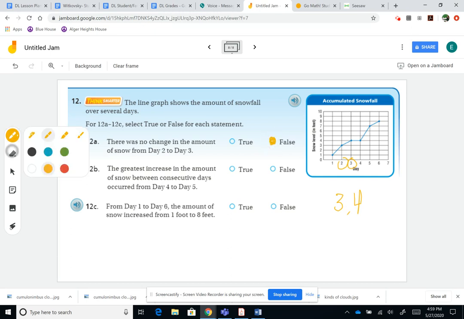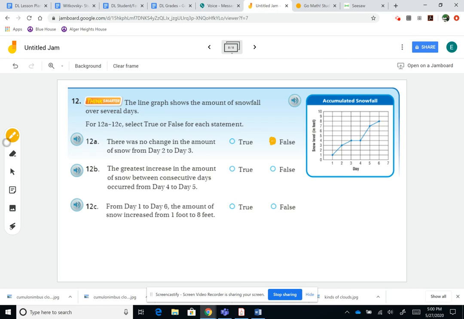Okay, let me get my eraser, get rid of this, just in case I need to draw on there again. 12B, the greatest increase in the amount of snow between consecutive days, that just means in order, occurred from day 4 to day 5. Well, let's look.